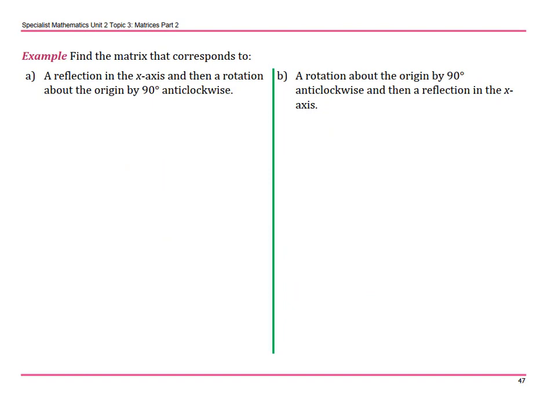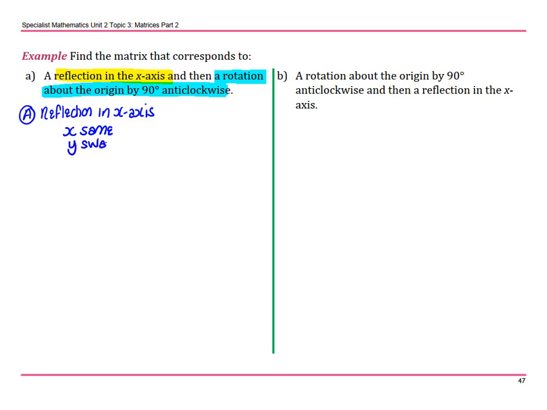So let's look at some examples. Find the matrix that corresponds to a reflection in the x-axis and then a rotation about the origin 90 degrees anti-clockwise. So let's think of the first thing is A, the reflection in the x-axis. So that means x is the same and y swaps signs. So the matrix for that is going to be [1, 0; 0, -1].